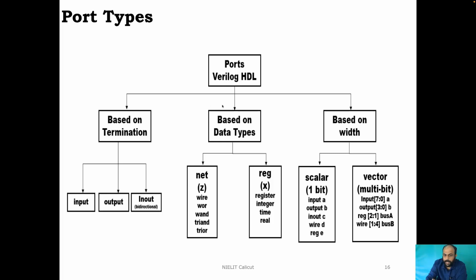Now, based upon the data type it supports, ports can be classified fundamentally into 2 types. One is called the net data type and the other one is called the register data type. There are different keywords which are used for representing the net data type like wire, wand, triand, trior, etc. Most commonly we will be using the keyword wire. Similarly, for register data type, the keyword which is most prominently used is reg.